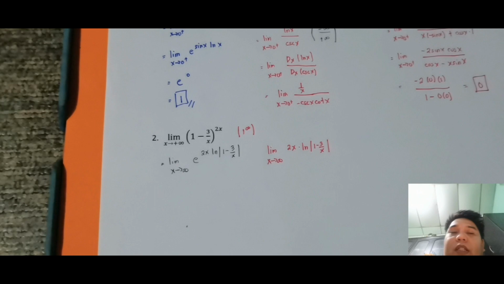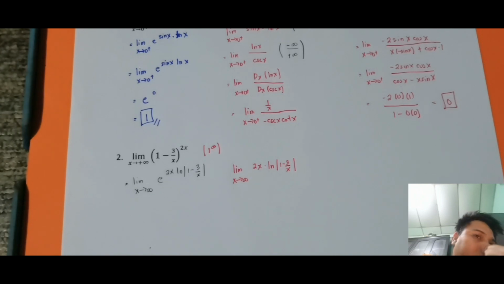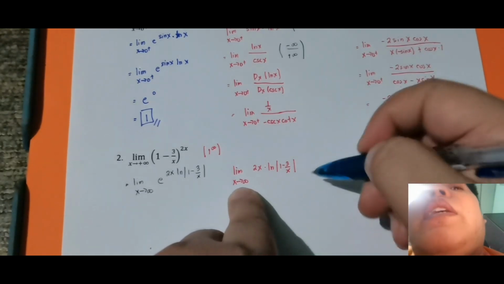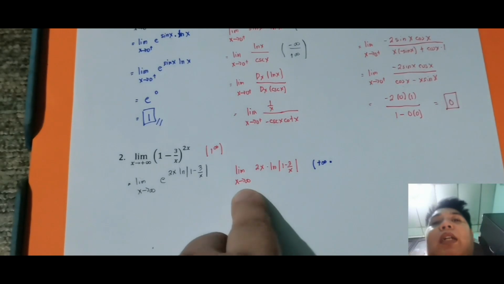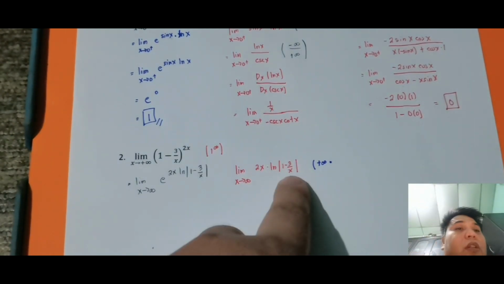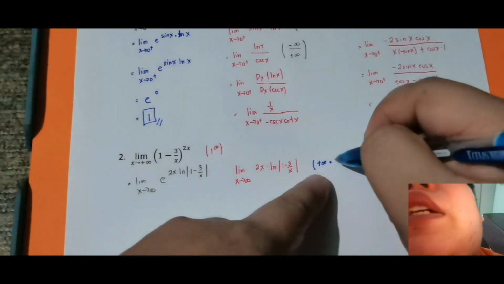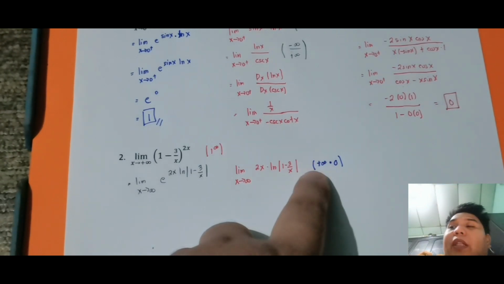Okay, so let us check, no? So ano ba to? So check muna natin kung anong klaseng indeterminate siya bago tayo mag-substitute, bago tayo mag-L'Hopital's rule, no? So titignan ko, this is 2 times infinity, that is infinity. Automatically positive infinity. Multiplied by infinity, so that's 1 minus 3 over infinity. So basically this is 1. So ln of 1, this is 0. So this is just 0.